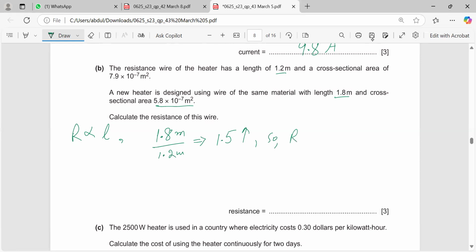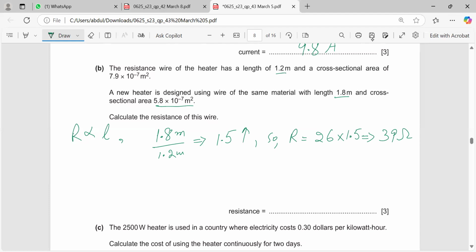So what will be the resistance now? Before it was 26, but as length is increased by 1.5 times, so it will be equal to 1.5 times 26, and it is 39 ohms. So the changes in the length are causing the resistance to go from 26 to 39. As the length is increased, resistance is also increased.